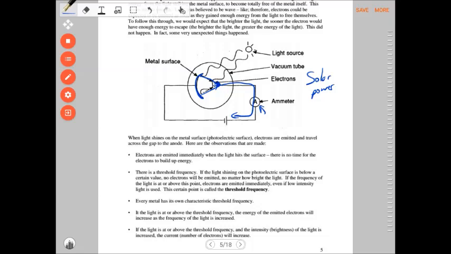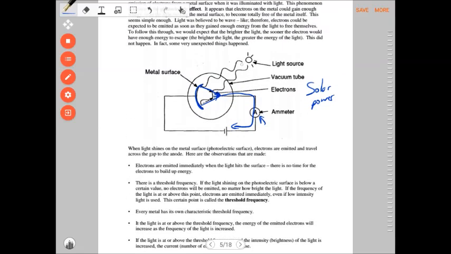Anyways, classical physics said that as more waves hit, the electrons get more and more energy, and then when they get enough, they get kicked off. Again, that didn't happen. These are the observations from a photoelectric experiment. Electrons are emitted immediately when the light hits the surface. There's no time for the electrons to build up the energy. It happens like bang. You turn on the light, all of a sudden you get the current. Turn off the light, it stops. Turn on the light and it happens, just bang.